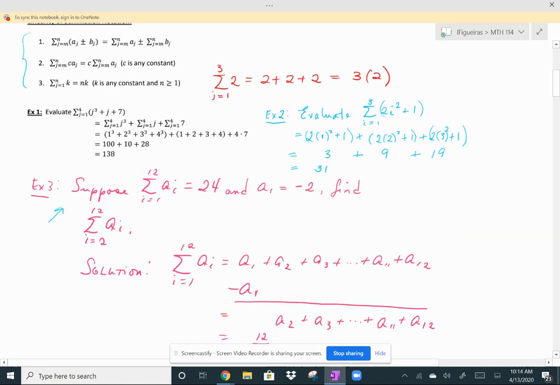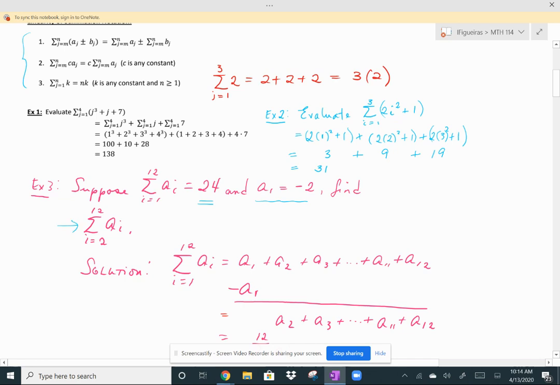So suppose that you have a sum as i goes from 1 to 12 of a sub i, and you're told that that sum value is 24, and you're also told that the first term has a value of -2. And we want to find the summation as i goes from 2 to 12. That's what we're trying to figure out.